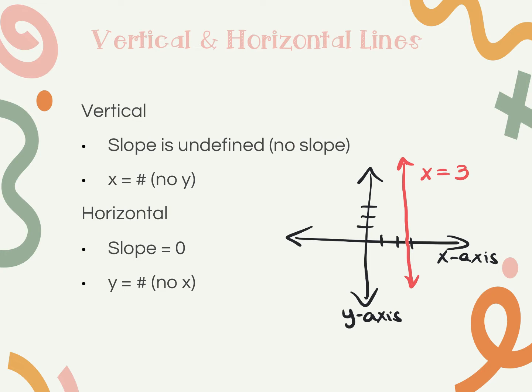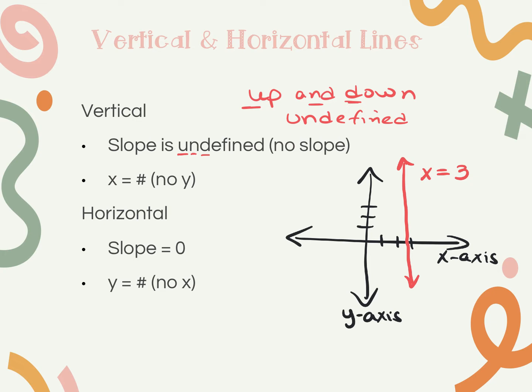So my vertical line, if you think about it, this picture looks like it's going up and down. And if you take the u from up, the n from and, and the d from down, it looks like it's starting to spell the word undefined. So when the graph of your line is going up and down, when it's vertical, your slope is undefined.